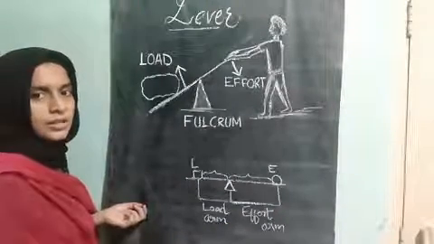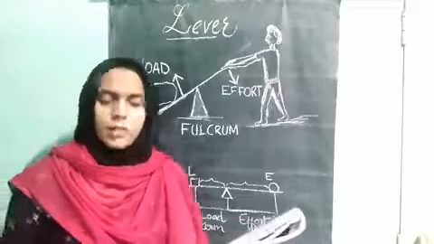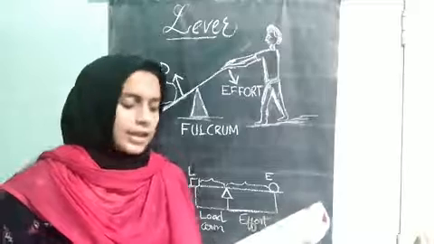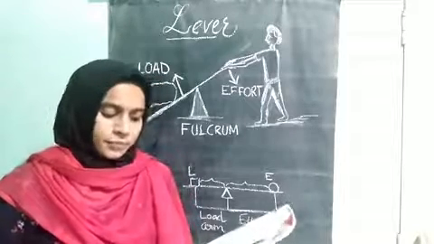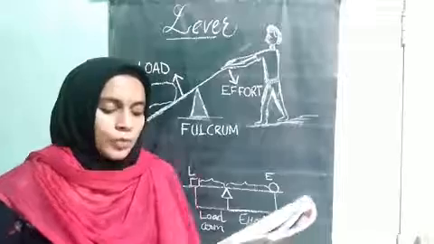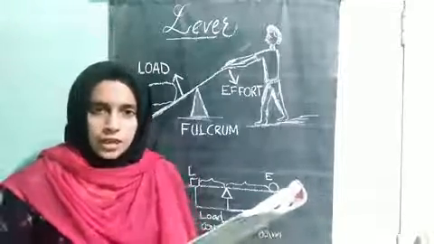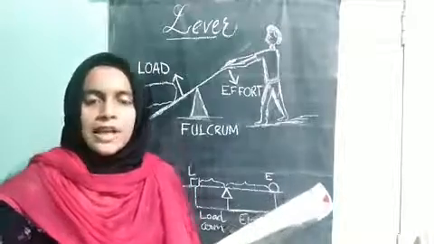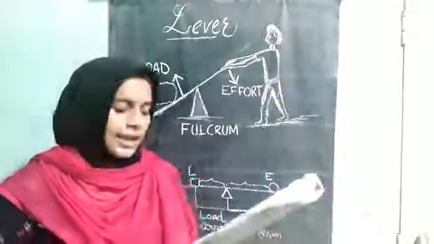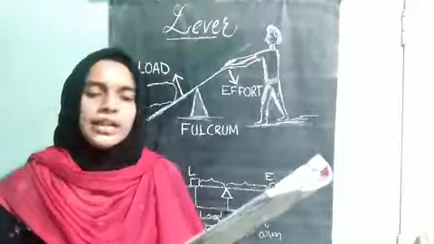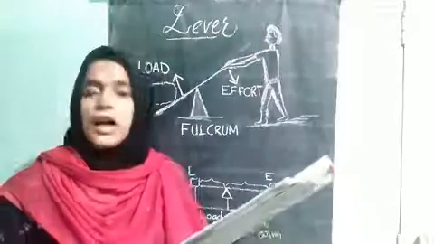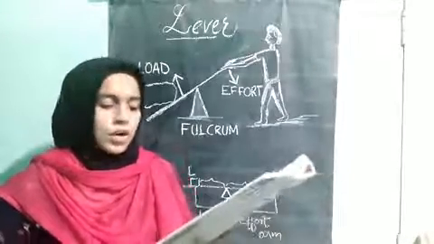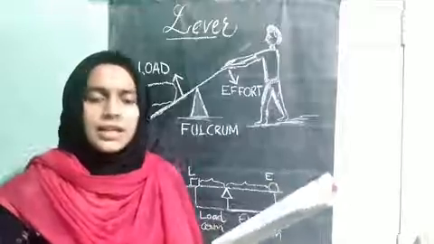Is it clear, children? In page number 45 it is defined clearly. Please take it. The object that has to be lifted, we call load. We represent load as capital letter L. Then the force applied on the lever is called the effort, and we denote effort as capital letter E.